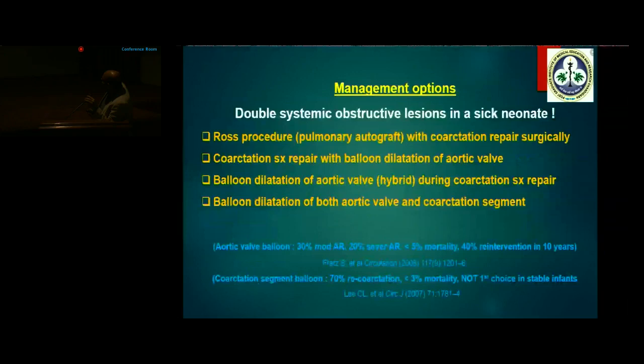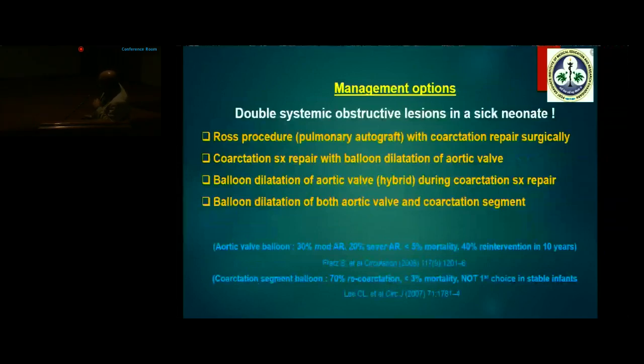That is, during coarctation repair they give a nick in the ascending aorta and we go with the wire and do balloon dilatation. Or we use a carotid cut down and do a balloon dilatation and simultaneous coarctation surgical repair. Or they can do an open aortic valve splitting of the commissures as well, along with the coarctation surgical repair. And balloon dilatation of both valve and coarctation is not a class 1 recommendation for such sick neonates.